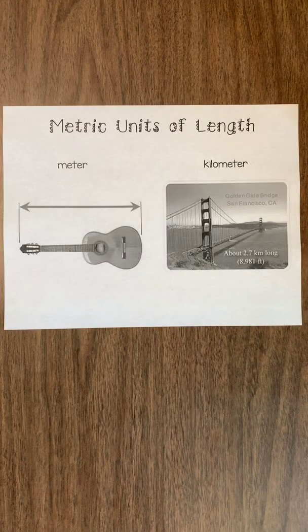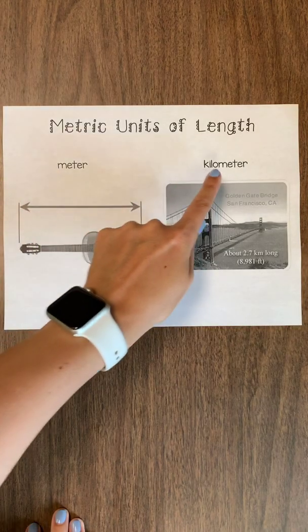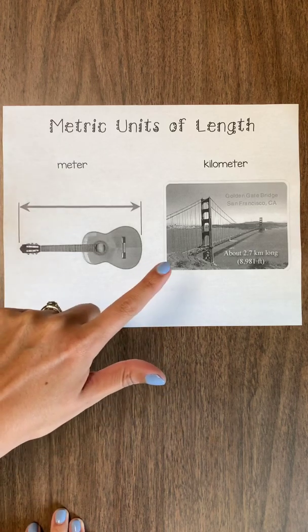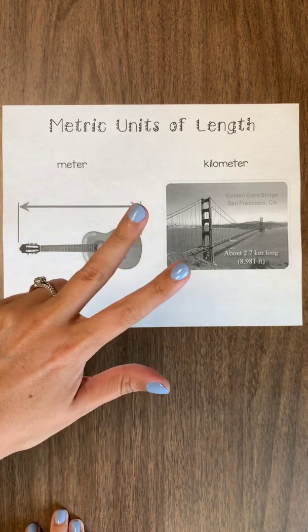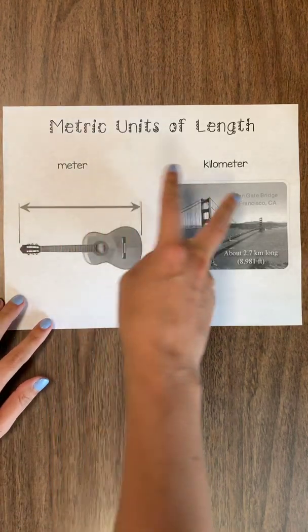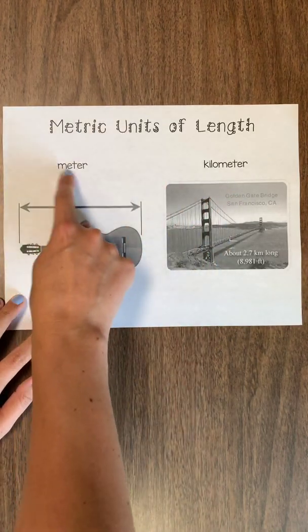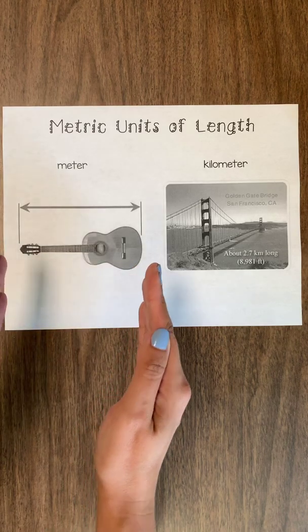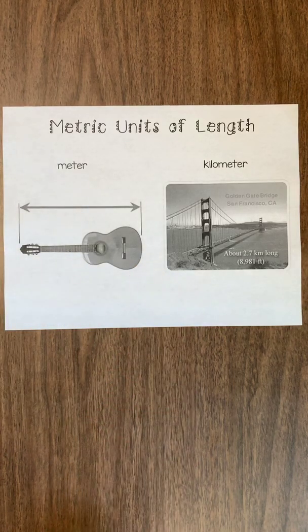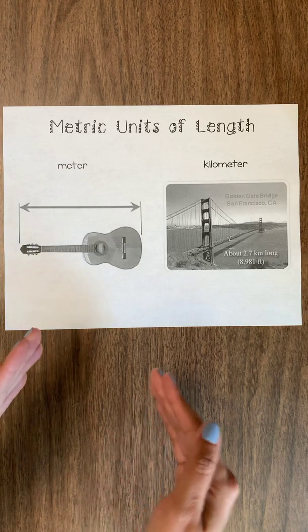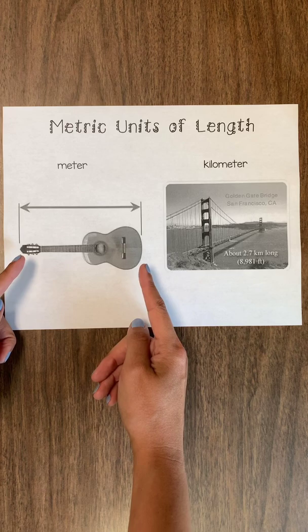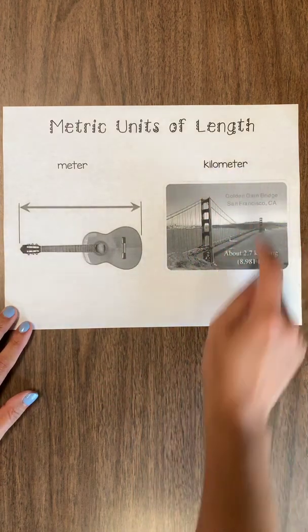The last two I want to go over are the meter and the kilometer. So we learned that the millimeter is very small, centimeters are still really small, decimeters are getting a little bit bigger, but these two are much larger. A meter, to help you imagine that size, think of a guitar. The length of a guitar is about 1 meter. So that's much larger than the decimeter I was talking about, right? That's getting pretty big. But then we have our biggest one, the kilometer.